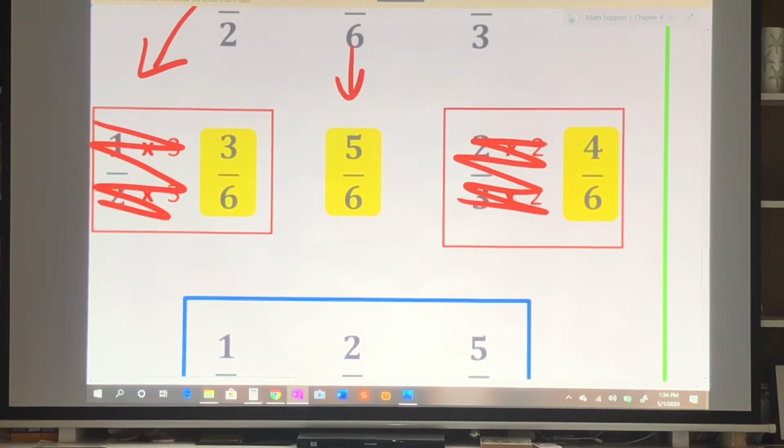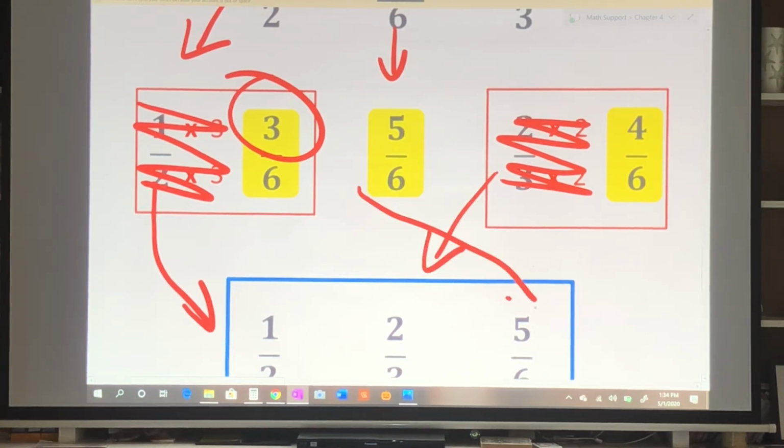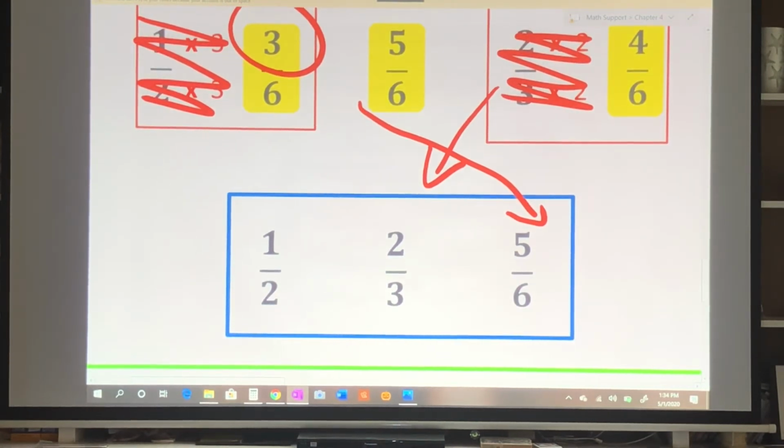Which one's the smallest? 3. That's going to be 1/2. 4 is the next biggest, which is 2/3. And 5 over 6, I get emotional when I talk about 5 over 6, I don't know what it is.